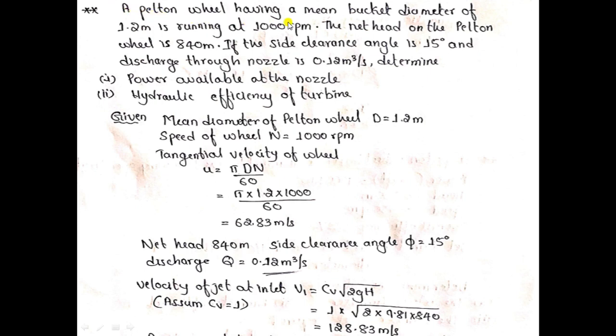A Pelton wheel having a mean bucket diameter of 1.2 meter is running at 1000 rpm. The net head on the Pelton wheel is 840 meters. If the side clearance angle is 15 degrees and the discharge through the nozzle is 0.12 meter cube per second, determine the power available at the nozzle and the hydraulic efficiency of the turbine.